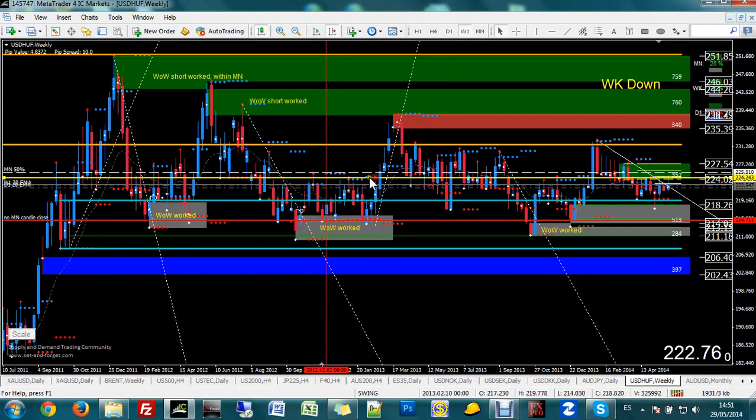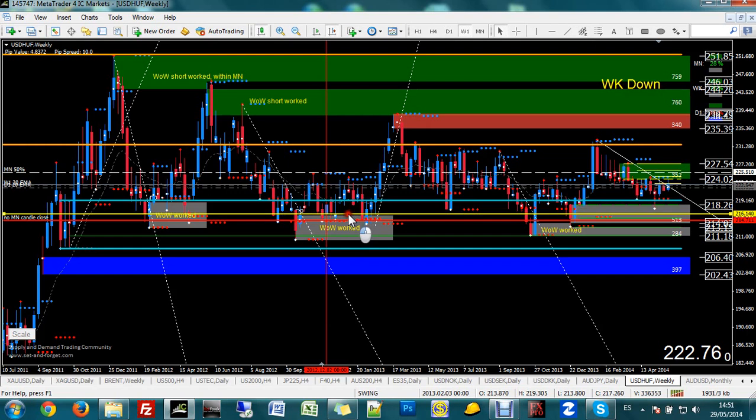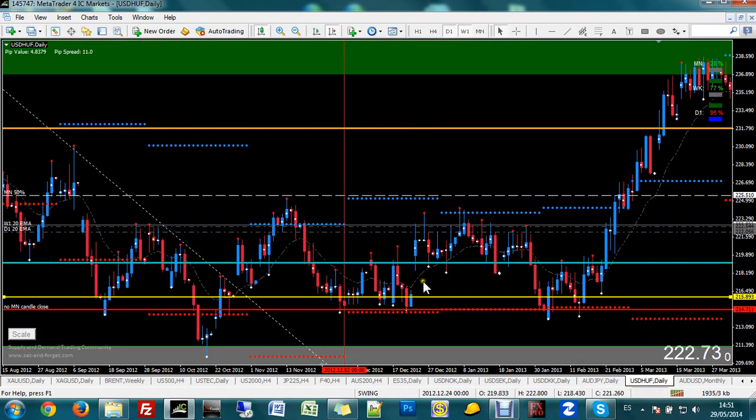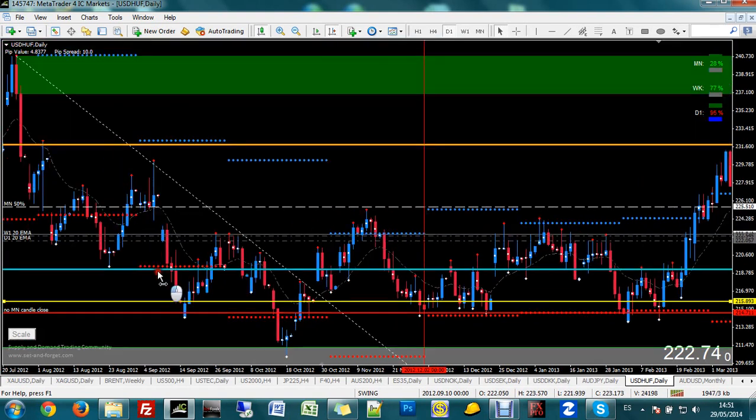Let me place the yellow line at the proximal line, right there, as you can see. Okay, so here, once we hit that area, since the weekly is not fresh, sorry, we have to wait for the opposing area to be removed or the trend line to be broken. So that doesn't happen. Okay, the rule doesn't happen until here.